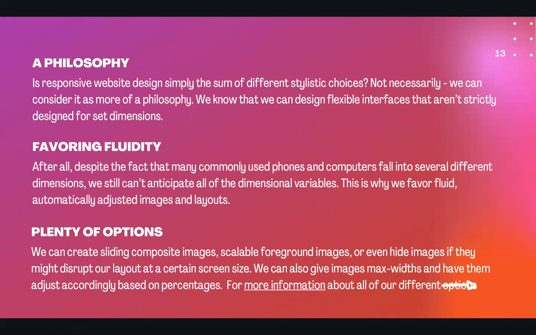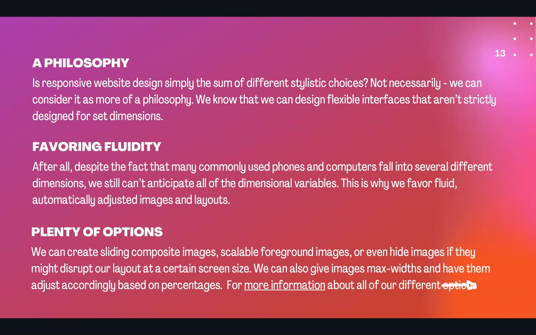We can anticipate as well that, we want to design flexible interfaces that aren't strictly designed for different dimensions. And that's why we favor fluidity. Because despite the fact that many commonly used phones and computers might fall into different dimensions, we still can't anticipate all of these dimensional variables, right? Which is why we're favoring fluid and automatically adjusted images and layouts and structures.